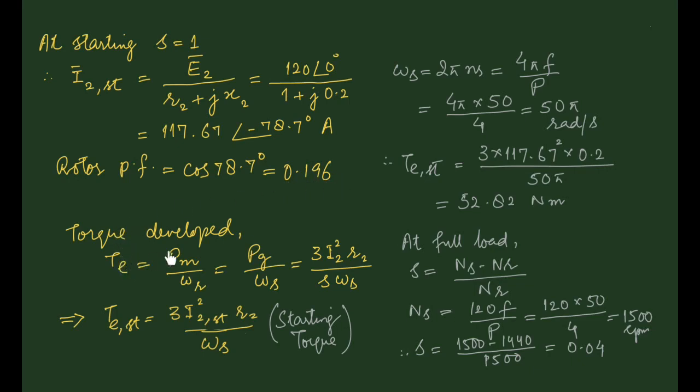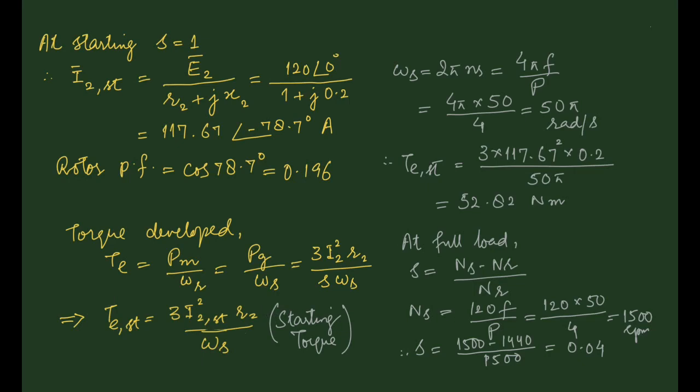The torque developed in general is given, as we know, by Pm by omega r, which is also equal to Pg by omega s, and Pg we know is equal to 3 times I2 square R2 by s. Then in the denominator we have an additional term omega s, and hence at the time of starting the torque developed will be Te st, meaning starting torque, equal to 3 times I2st square R2 divided by, s is 1, into omega s. This is the expression for the starting torque.